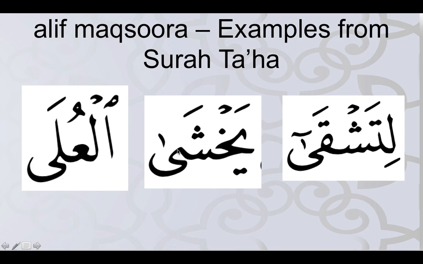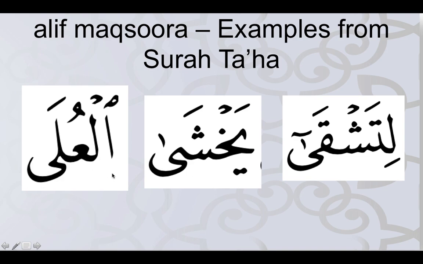Though this is a sheen and this is a ya, you would expect, because the ya is the sound of the double e, that it would be yakhshi. Should it be yakhshi? No. The reason is that the standing alif is on top of it, and it becomes yakhsha. Not yakhshi, but yakhsha.